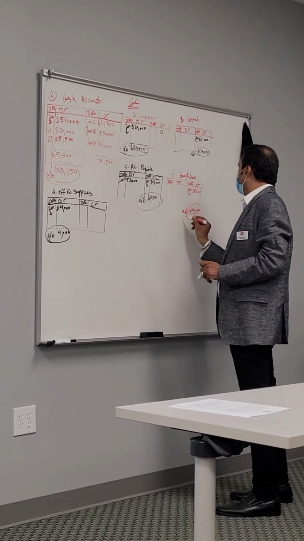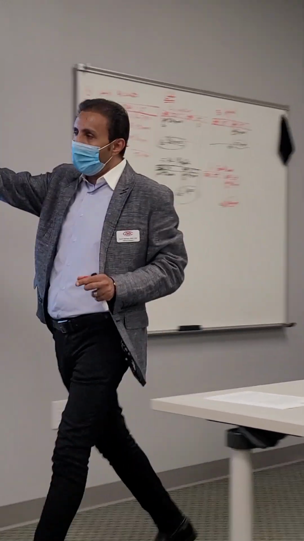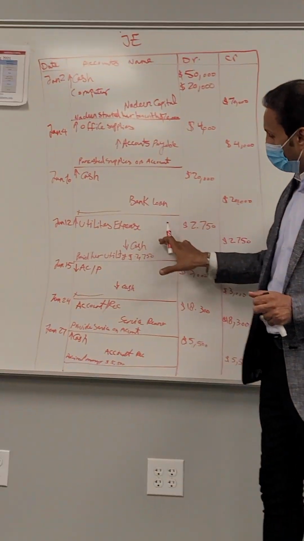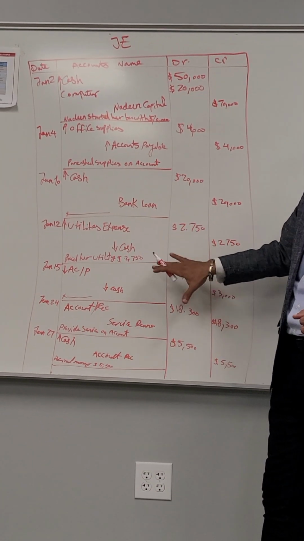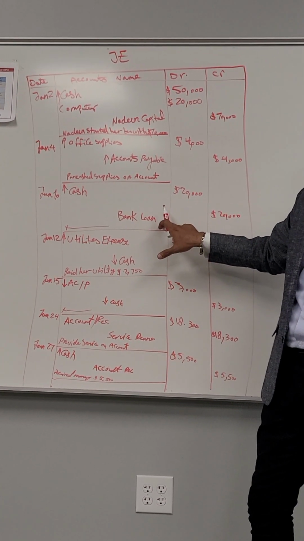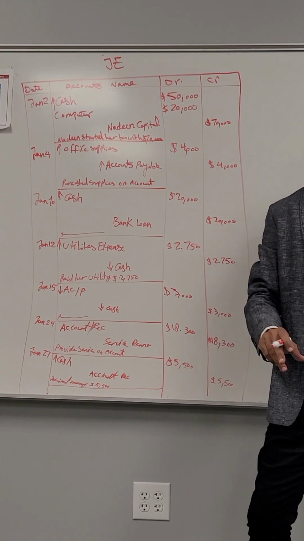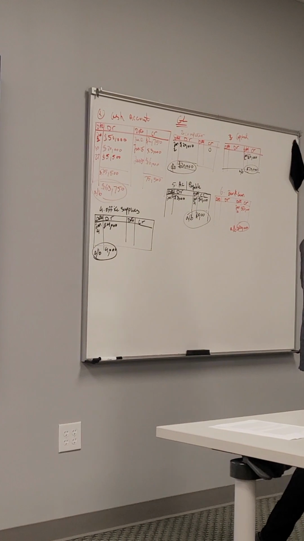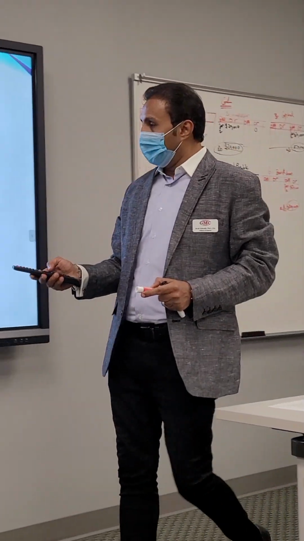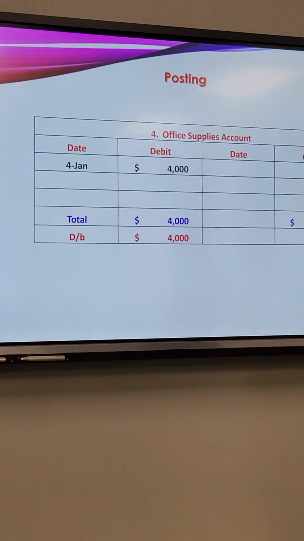There is no more bank loan here. After Jan 10, I have to check if I have another bank loan with an amount to post in the general ledger account. But in our record, there is no other bank loan. Okay?